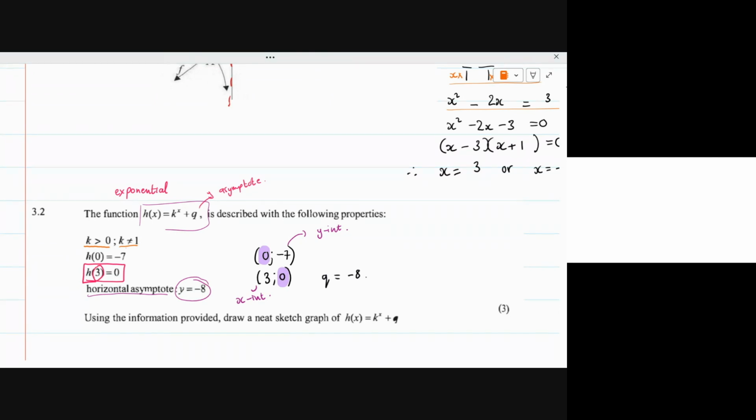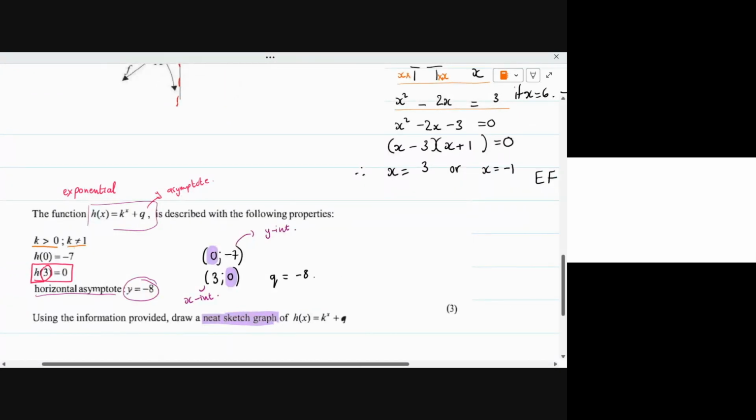So they're telling us all the right things because what they want us to do is draw a neat sketch. They've gone backwards about asking us how to do so, but the information is still there, packaged in what they've given us. So let's draw our sketch because this is now easy. We know that k is a positive number, therefore I must have an increasing function. And I know the x-intercept, the y-intercept and the asymptote. So I can absolutely draw a graph.